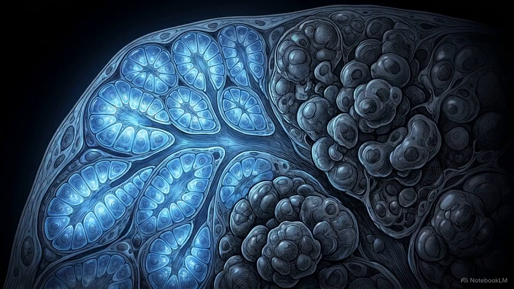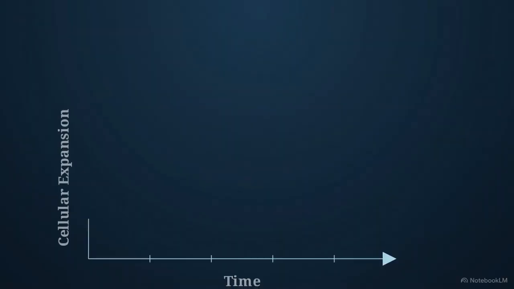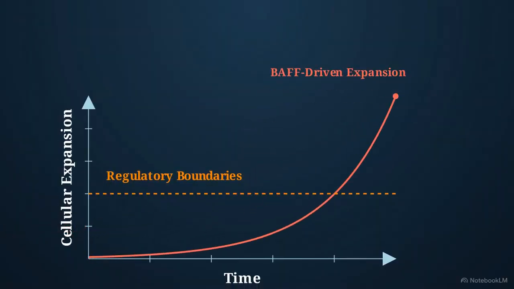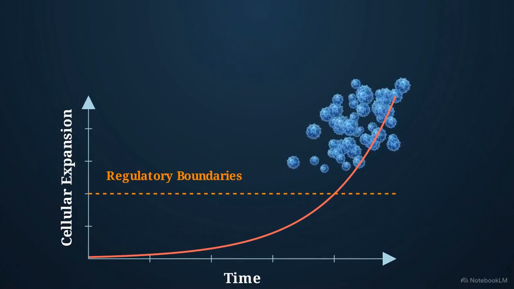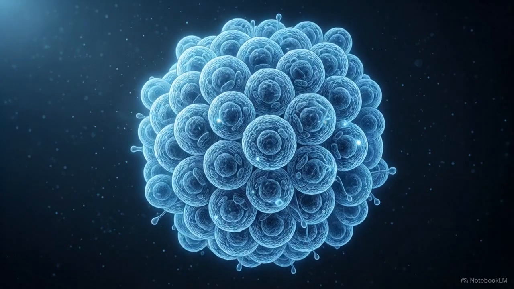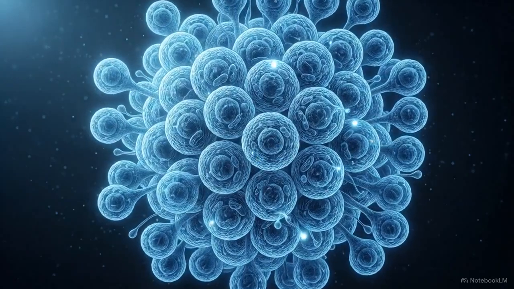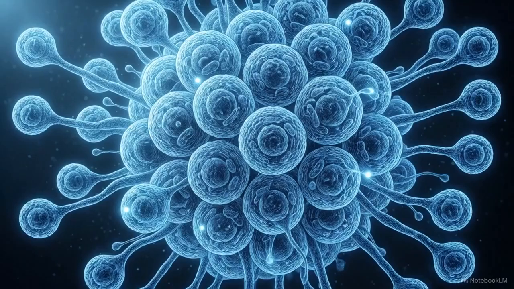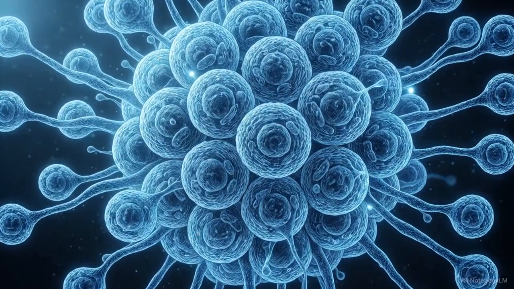This mechanism carries a severe clinical endpoint. For approximately 25% of patients, relentless antigenic stimulation and BAFF-mediated survival drive the tissue toward lymphogenesis. Management focuses on specific clinical risk factors indicating this progression, such as persistent parotid enlargement, cryoglobulinemia, and depressed complement levels. When the disease breaks parameters, the tertiary lymphoid structures mutate. B cells undergo an aggressive monoclonal expansion, resulting in the development of extranodal marginal zone lymphomas.